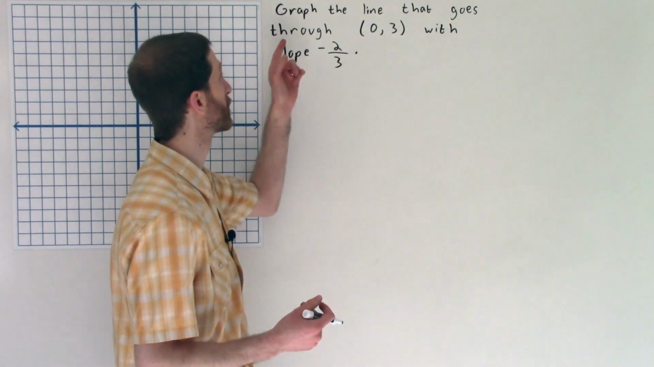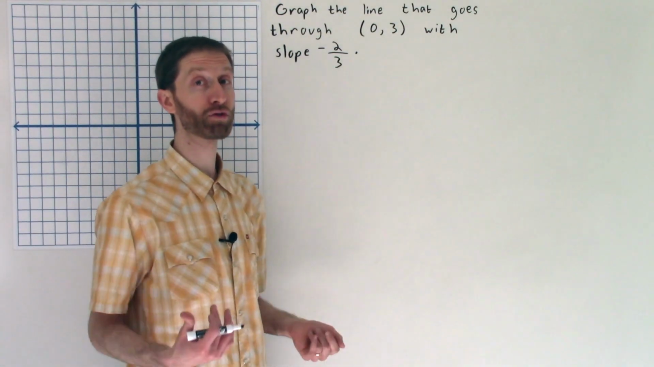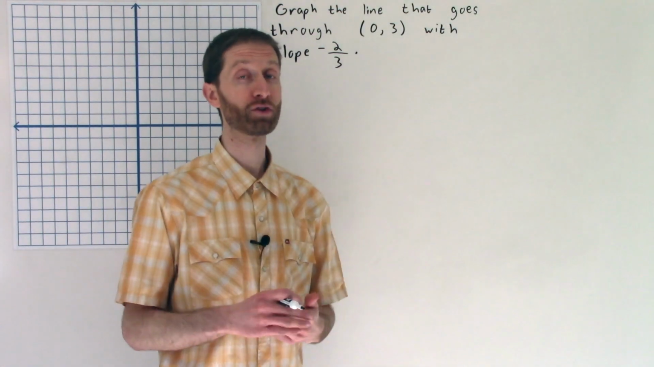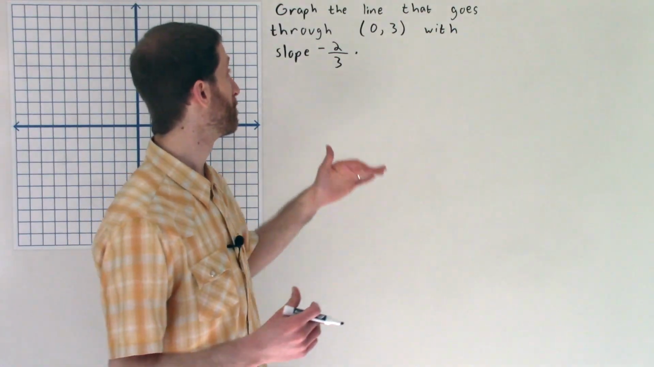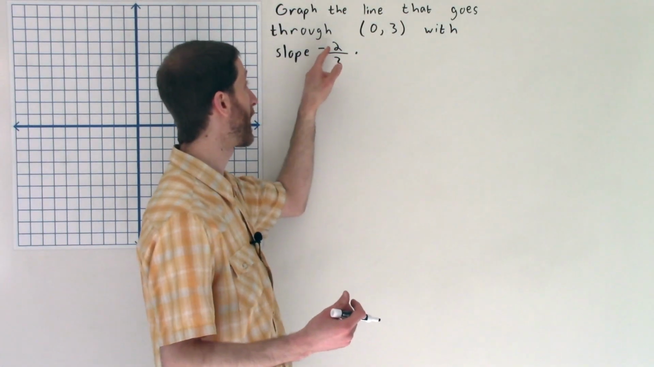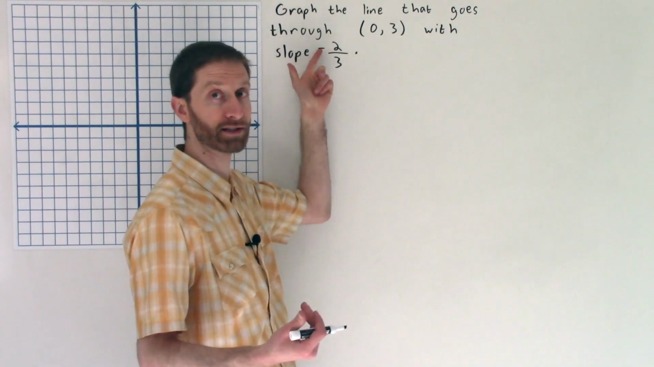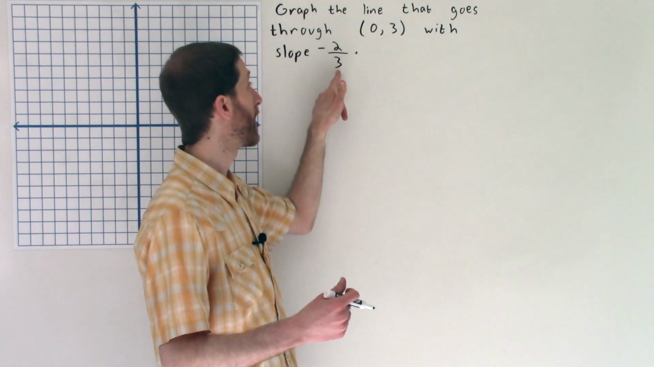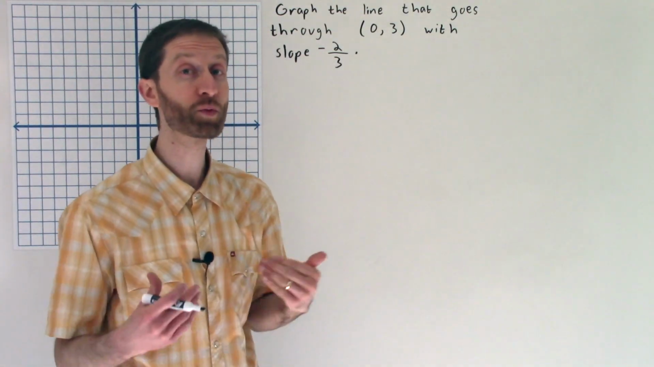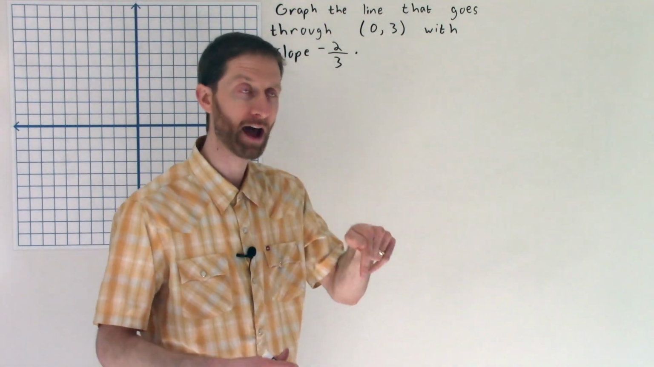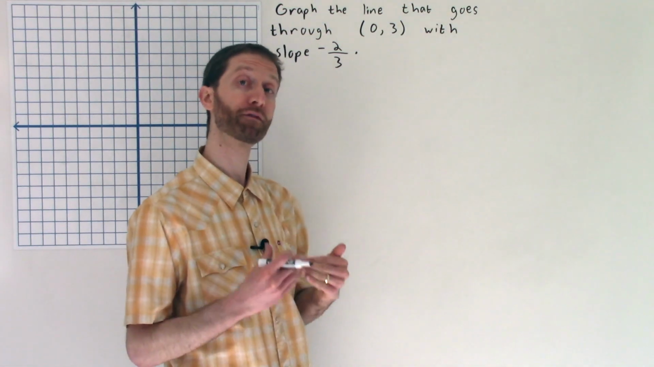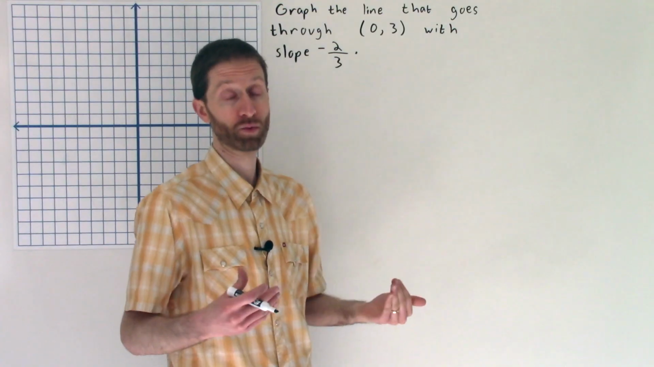So we're told to graph the line that goes through the point (0, 3) and has a slope of -2/3. So before we can move anywhere with that slope of -2/3, which means that we rise, or fall in this case, down 2 and run to the right 3, we need to have a location from which we can actually do that movement. So we should always plot our point first, so we have a location from which we can move.